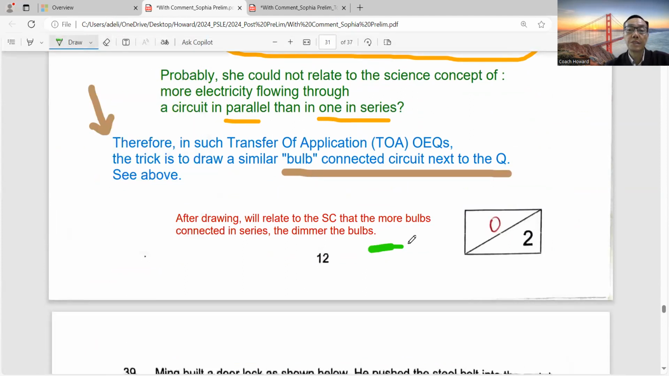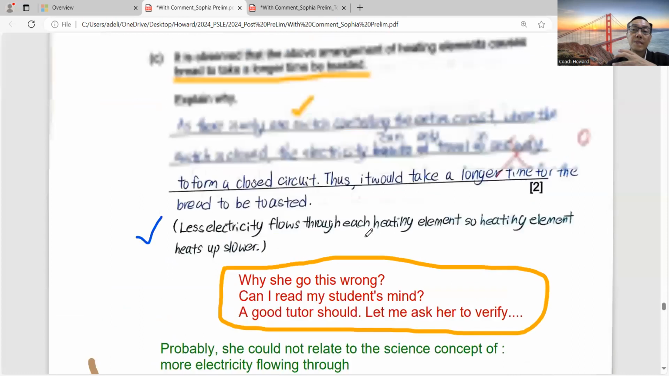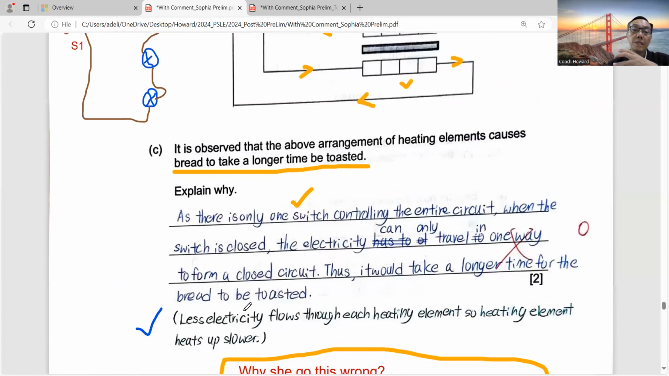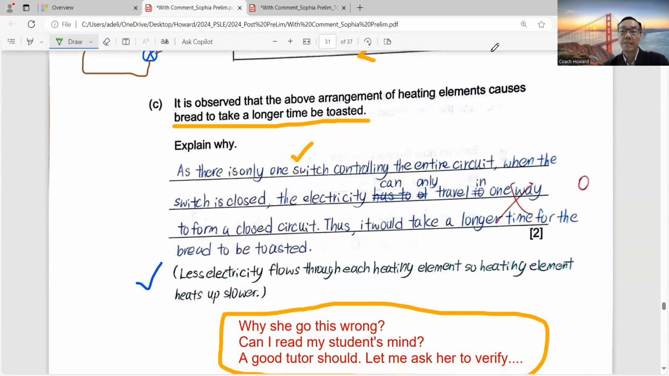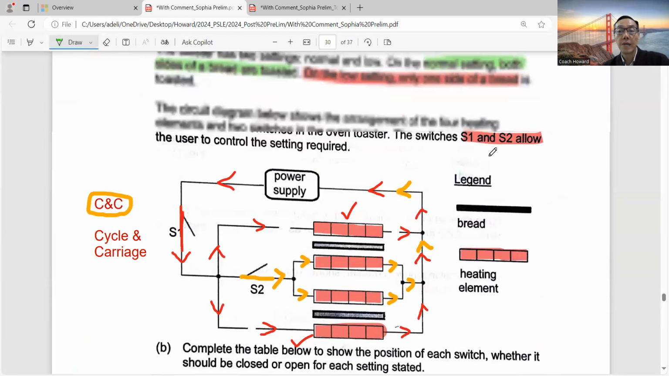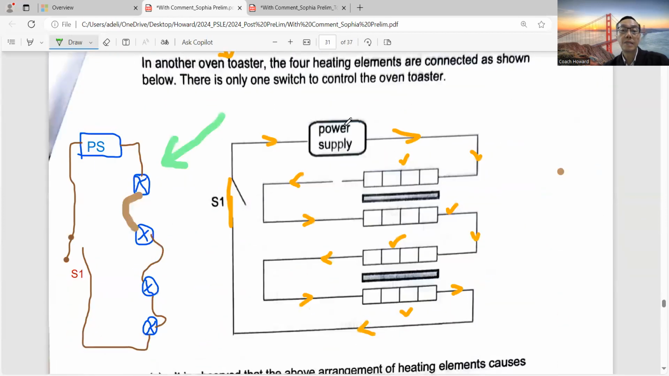So after you have drawn, you will come to this conclusion. What is the conclusion? After drawing, we will be able to relate to the scientific concept, SC, that the more bulbs connected in series, the dimmer. Dimmer means because of lesser electricity. Similar to here. That's why the answer given here is less electricity flows through each heating element because the heating elements are connected in series. So once again, we learn to answer such questions by annotating, and also, in a not so familiar circuit diagram, try to relate it to something that is familiar.